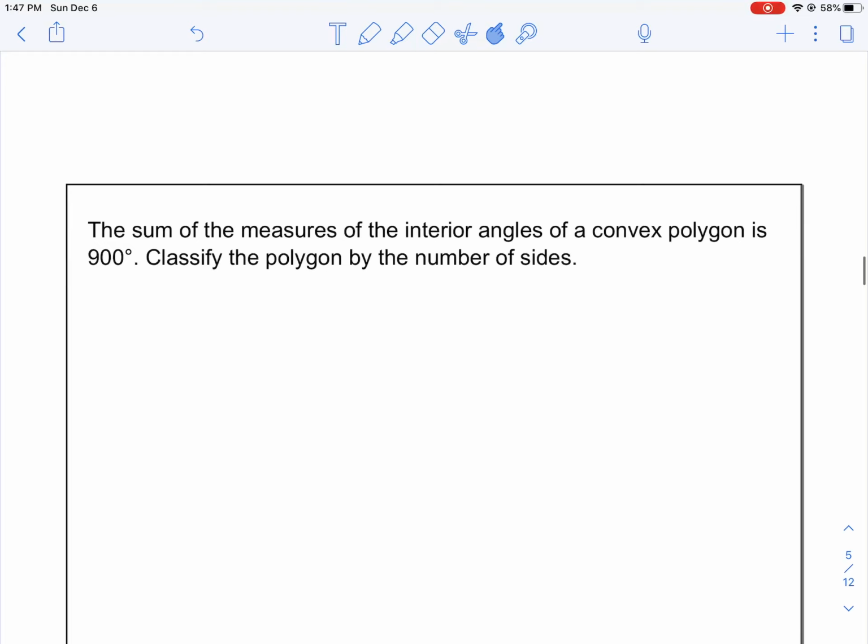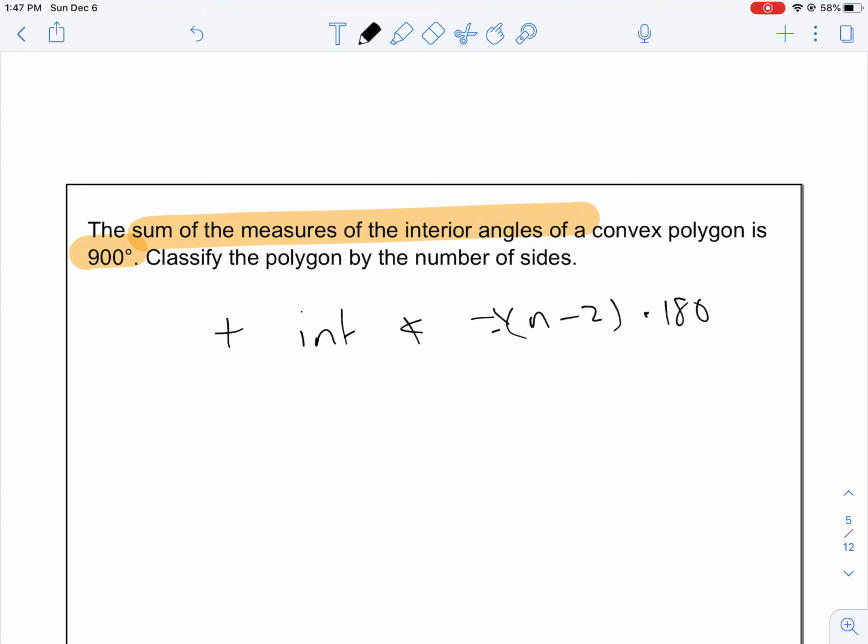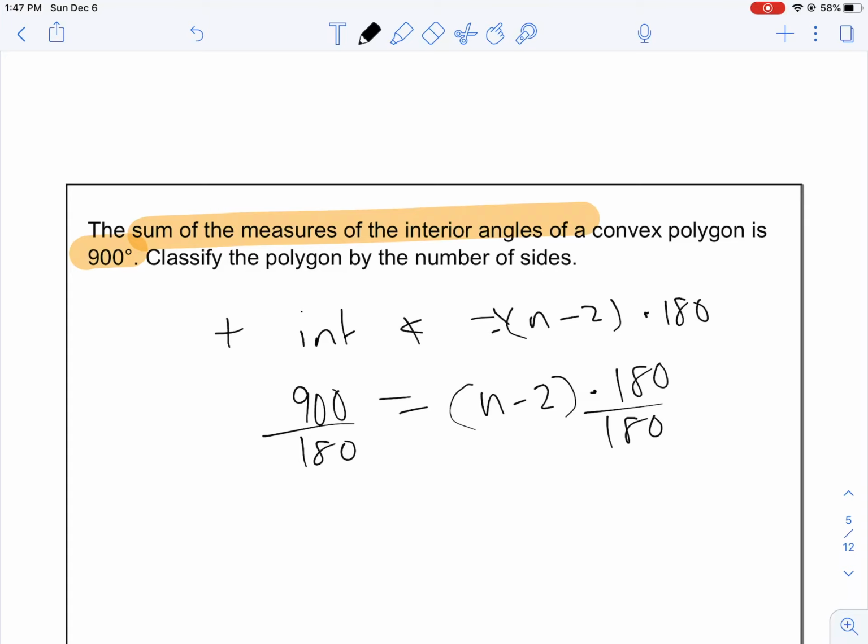Now, sometimes they might tell you what the sum is and have you find the number of sides. So this time they tell us the sum is 900. Well, I think to myself, sum of interior angles equals n minus 2 times 180. But this time they tell us that the sum is 900. So we're going to solve for n. Well, we can divide by 180. And we're going to get 5 equals n minus 2. So add 2 to both sides, and you get 7 equals n.